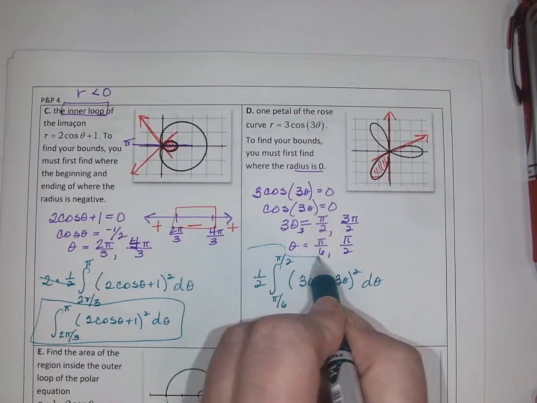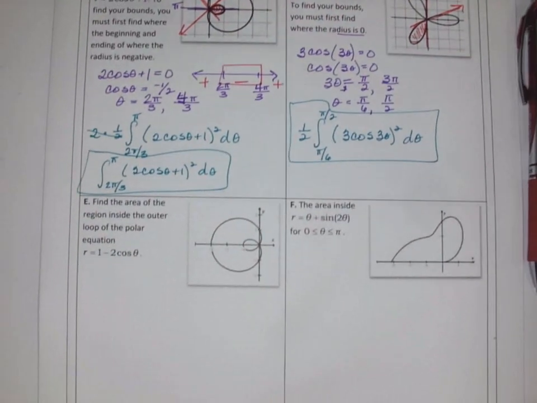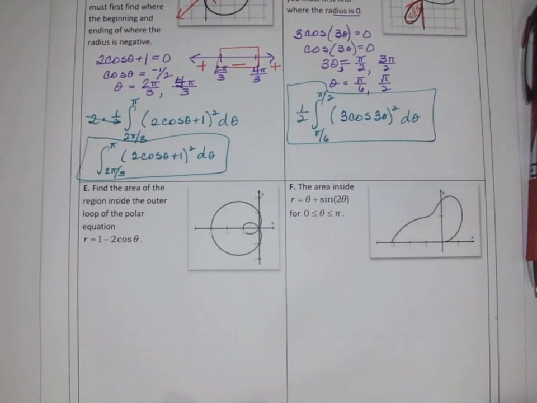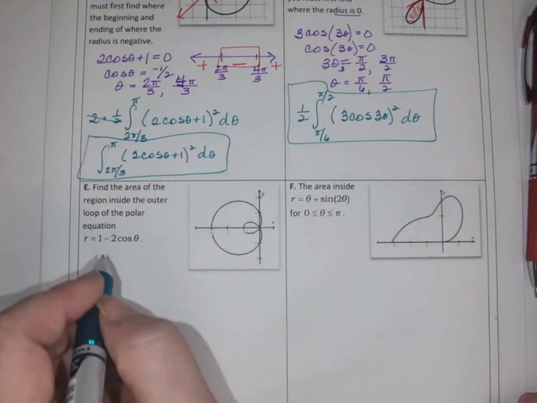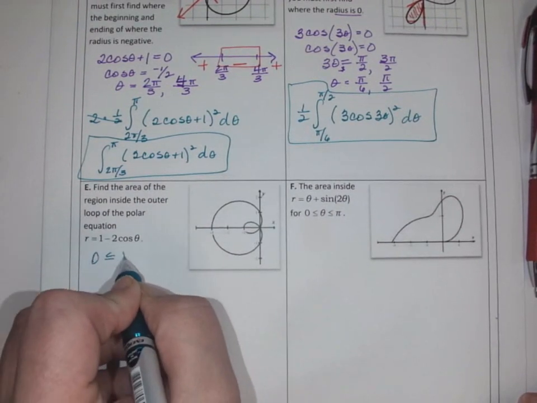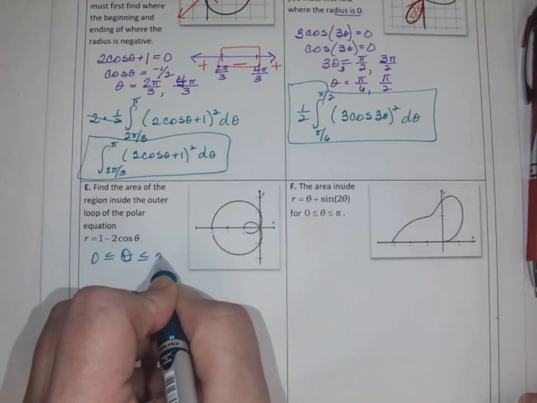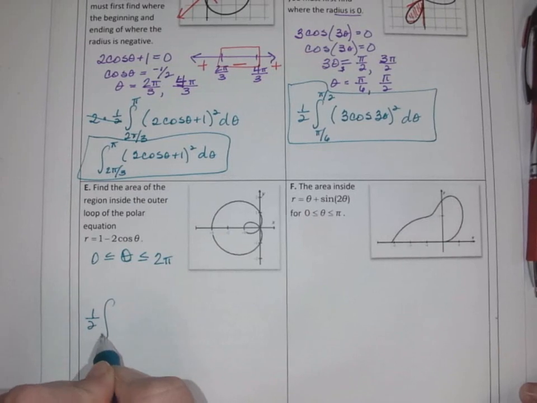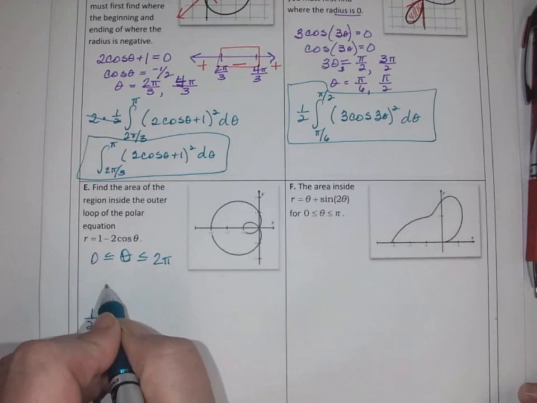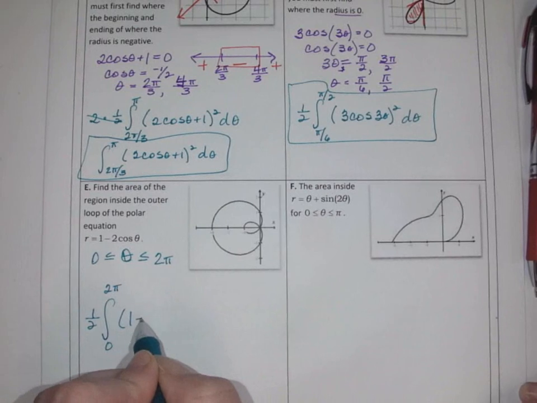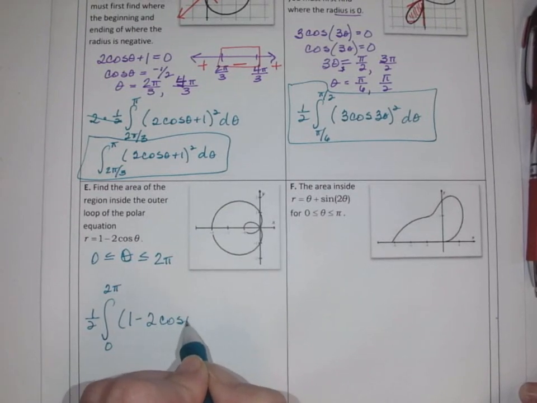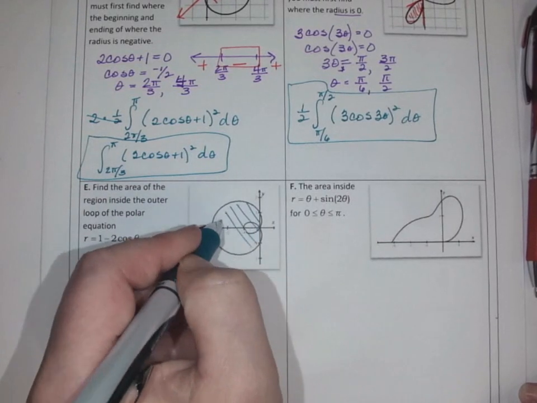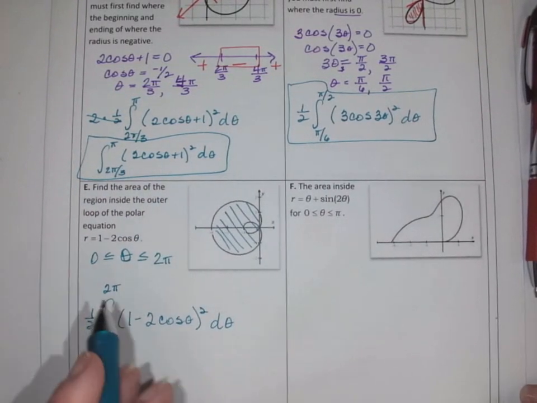All right, what do we got next? Next we have the area of the region inside the outer loop of the equation. This one is easy. If we want the outer loop, then we're just going from 0 less than or equal to theta less than or equal to 2 pi, so we won't have to use the symmetry. We'll just do 1/2 the integral from 0 to 2 pi of 1 minus 2 cosine theta squared d theta. That'll give us everything inside there.